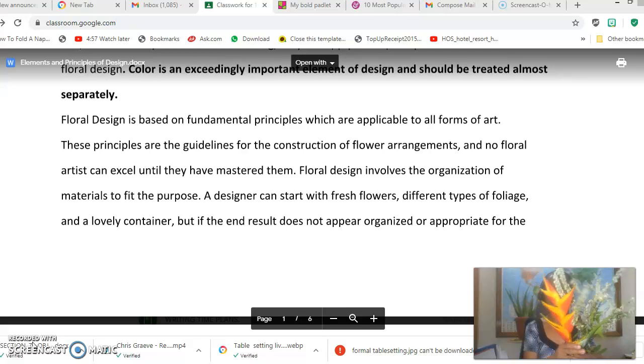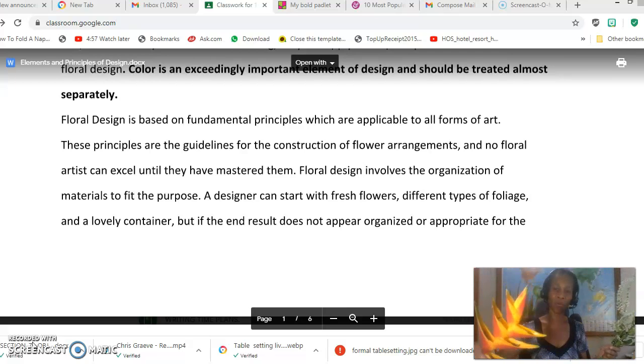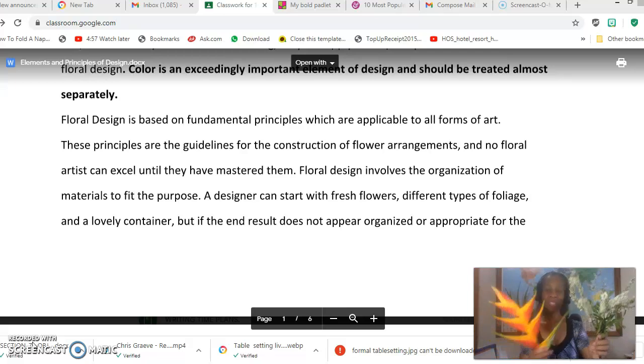Okay, so these are natural flowers. This is a bird of paradise. When I went on my walk this morning, I picked these on the roadside. Maybe some of you have bird of paradise in your community. I don't really know the name of this one, but I also picked it from someone's garden at the roadside. So these are natural flowers.